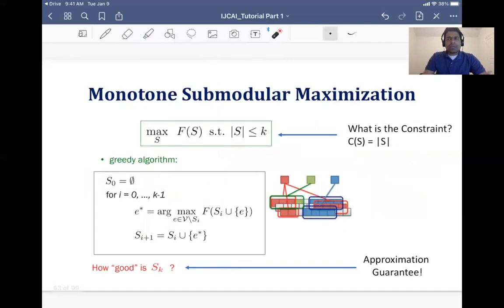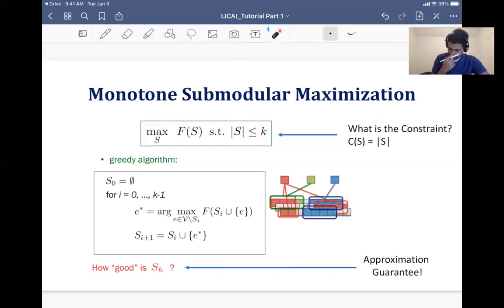Okay, so now we'll talk about the first class of submodular optimization problems, and this is monotone submodular maximization, right? So this problem basically asks the following: can I solve this optimization problem where I'm maximizing over S of f of S such that the size of S is less than or equal to k, right? So this is my constraint, and as I was saying, this is just a simple budget, a size constraint, right?